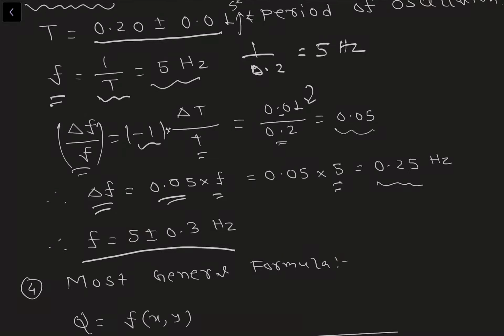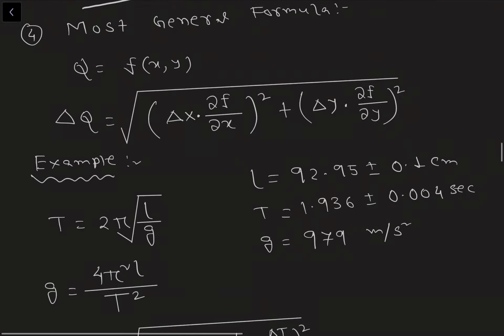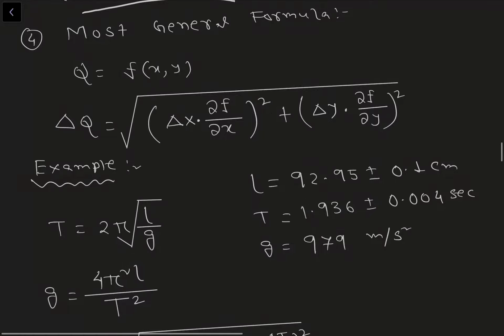So we can write our frequency as 5 plus or minus 0.3 hertz. So let us write down the most general formula, from where we actually get all the addition, subtraction, division, multiplication formulas. Consider in general q is a function of x, y, maybe a function of x, y, z. So we are not going into any derivation of this formula.